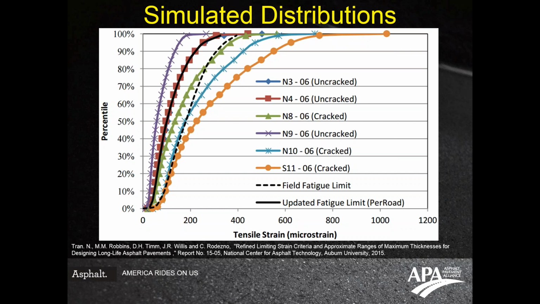And so some more recent work led by Dr. Nam Tran at NCAT, and supported by a number of other NCAT researchers, basically looked at the original field fatigue limit, the dashed line, and reran all those sections and developed this black line, based on PerRoad simulations, to be able to predict when bottom-up cracking may be a problem. And again, there's a reference for you if you have interest in digging deeper.